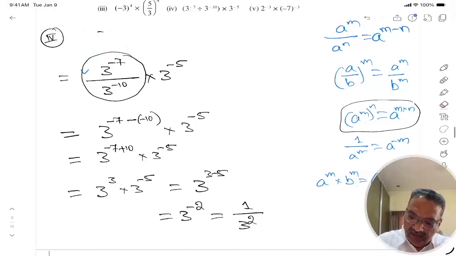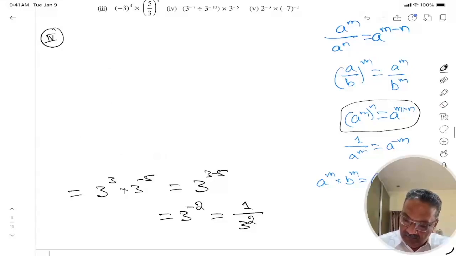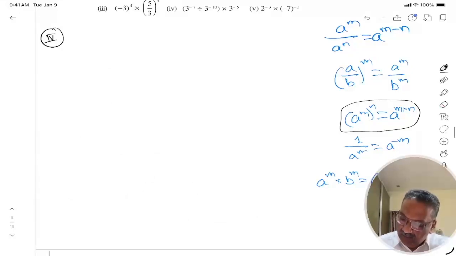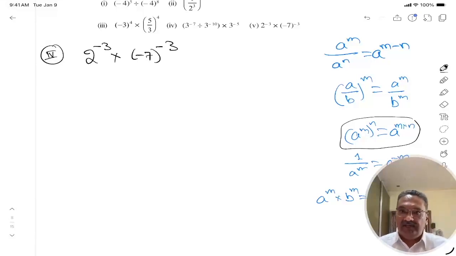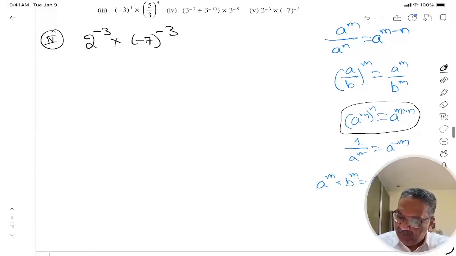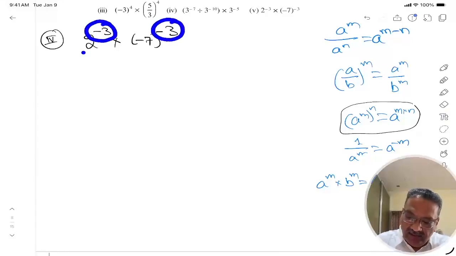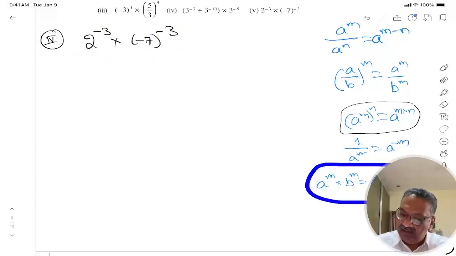So let's come to the fifth one. What does the fifth one say? 2 to the power of minus 3 into minus 7 to the power of minus 3. Here again you observe that the exponent is the same, minus 3, whereas the bases are different. So what formula will we use? We will use this formula here.